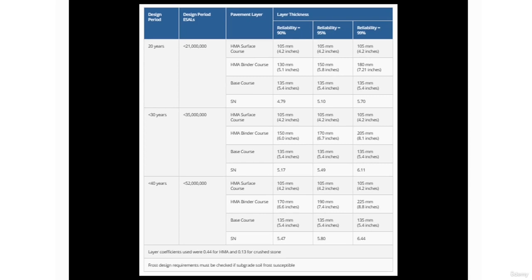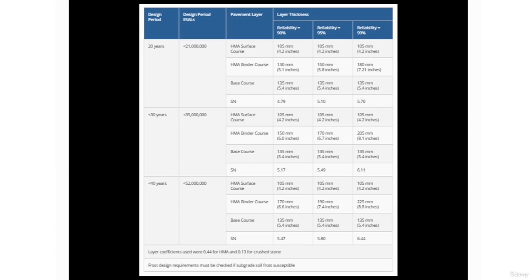So then what they'll do is they'll say 1.5 times 20. They'll see that's 30 million. So they can afford to design it for a 20-year design life. Then they'll say times 2.1 for 30 years. They'll see that's 63 million. That's way out of budget.